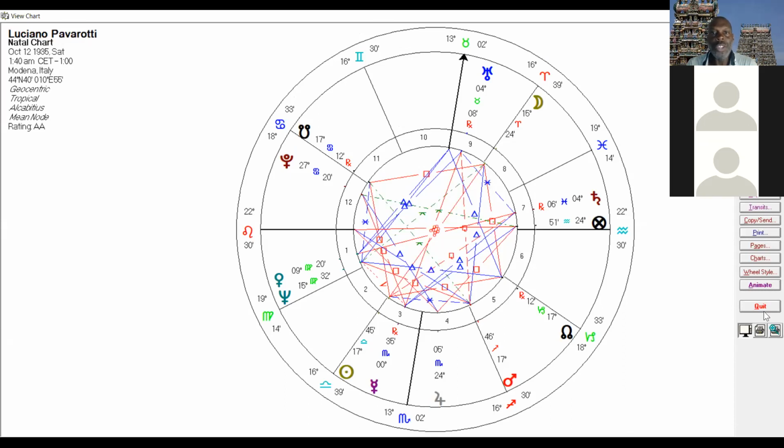Okay. So this is Luciano Pavarotti's natal chart. I like to use him because he went from being just an opera singer to one of the most famous people in the world. And that doesn't happen all the time. Well, it does. It happened earlier. It could happen much more frequently.